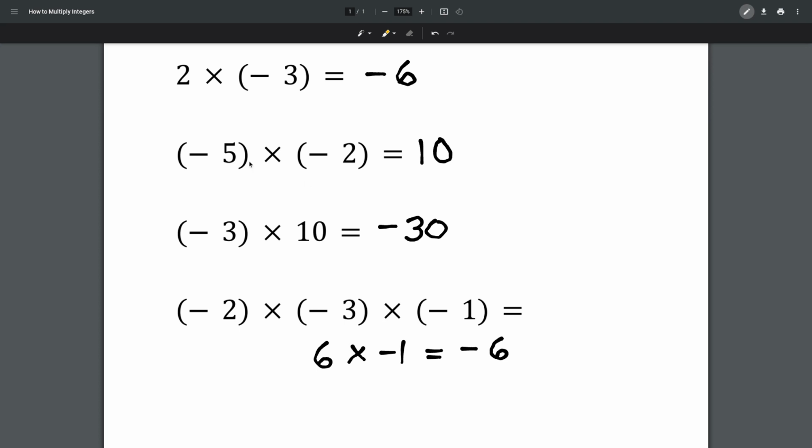Finally, what property of multiplication allows me to switch the order and have it be the same? In other words, what property says that 2 times -3 is the same as -3 times 2? If you know what that is, comment in the comments below.